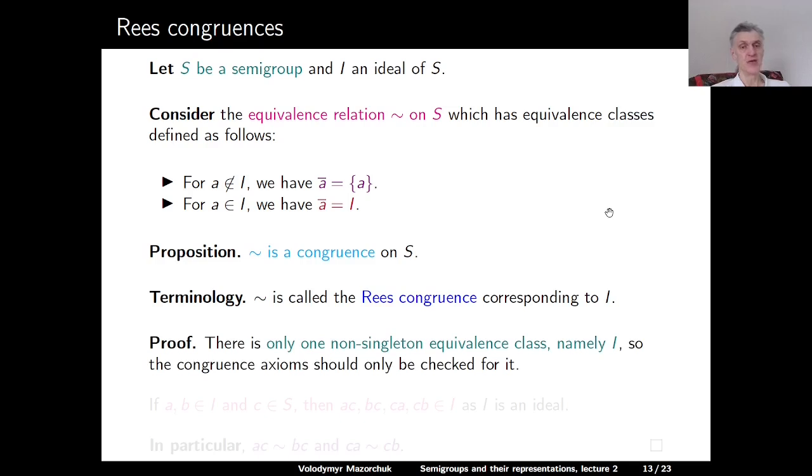Proof: we have only one non-singleton equivalence class, namely I, so we need to check the congruence axioms only for this equivalence class. Because everything else is a singleton, there the axioms are trivial. If A and B are elements in I and C is an element in S, then AC, BC, CA, and CB are elements in I because I is an ideal. And in particular, we get that AC is equivalent to BC and CA is equivalent to CB. And that's exactly what we needed to check. So this completes the proof of this proposition.